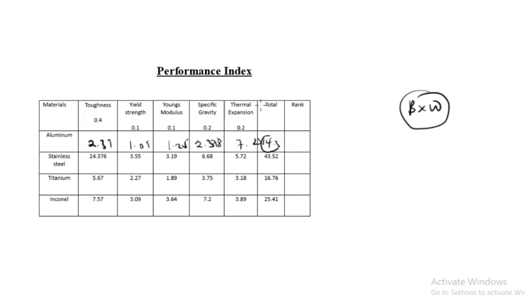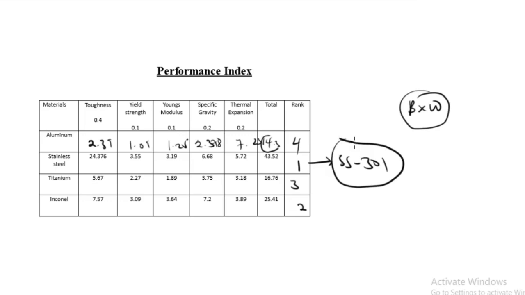And then when you are done, the one which has the highest total value will rank first. And that material will be used for the engineering application, that is the cryogenic vessel, right? So you can see that aluminum is 14.3, stainless steel is 43.52, titanium is 16.76, Inconel is 25.4. So the ranking, the highest value becomes 1. So this is 1. Then we come to 2, 3, and 4. So you know that even though they gave us a list of materials that can be used for the work, at the end we know that the best material is the SS301 stainless steel for the application.